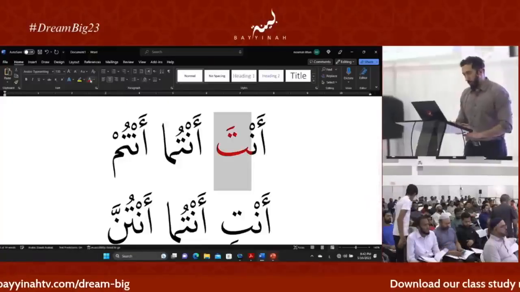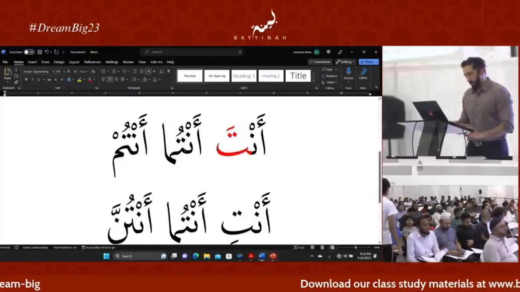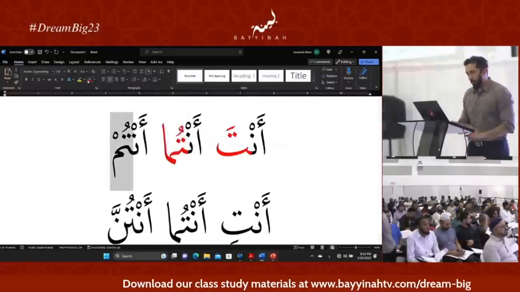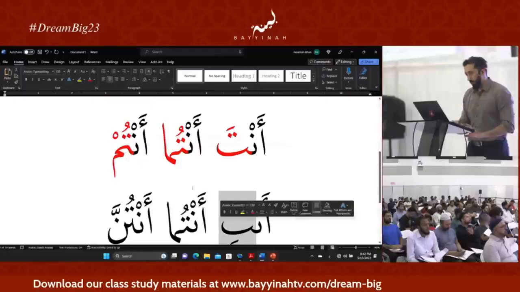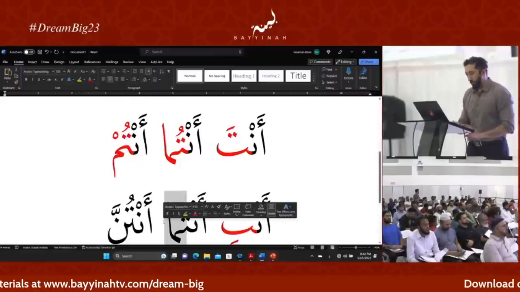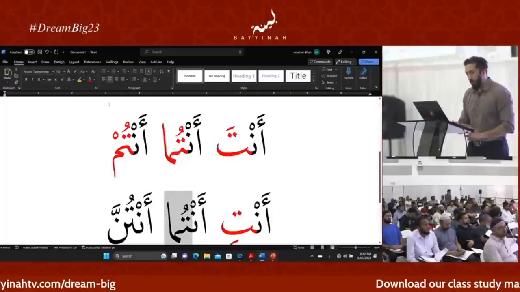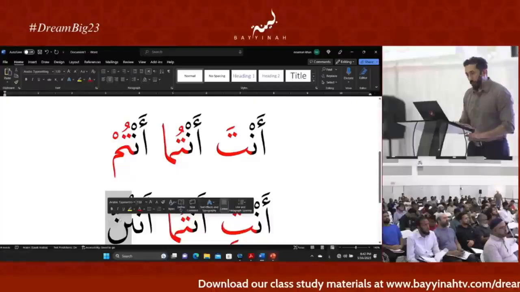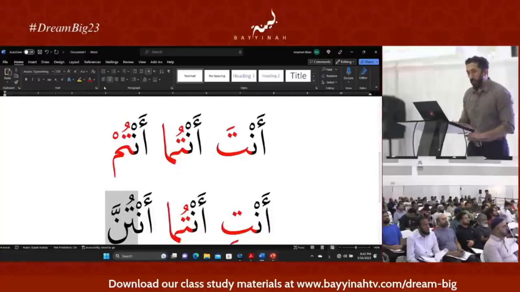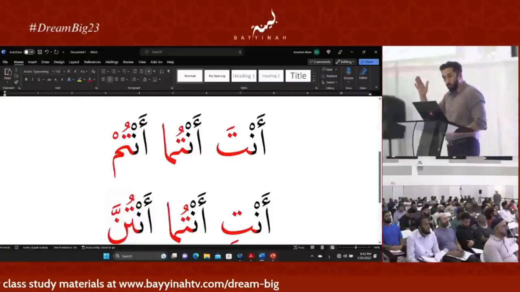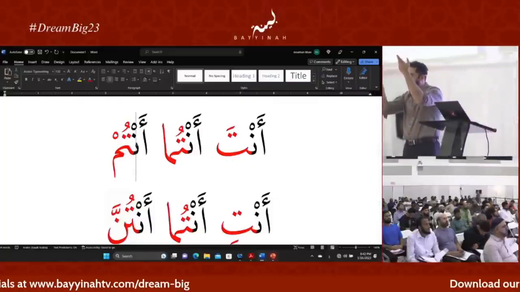Can you see the red? You just got to pay attention to that part, and you can tell who the cousin is going to be. The part in red is trying to tell you who the cousin is. So, anta, the cousin is what? Ka. Antuma, kuma. Antum, kum. Just pay attention to the red part and you got the answer.